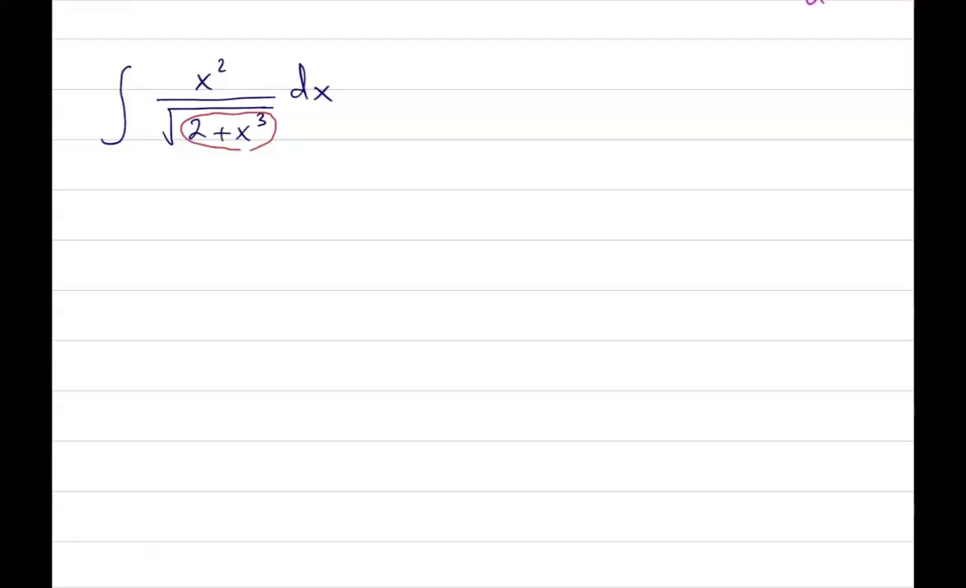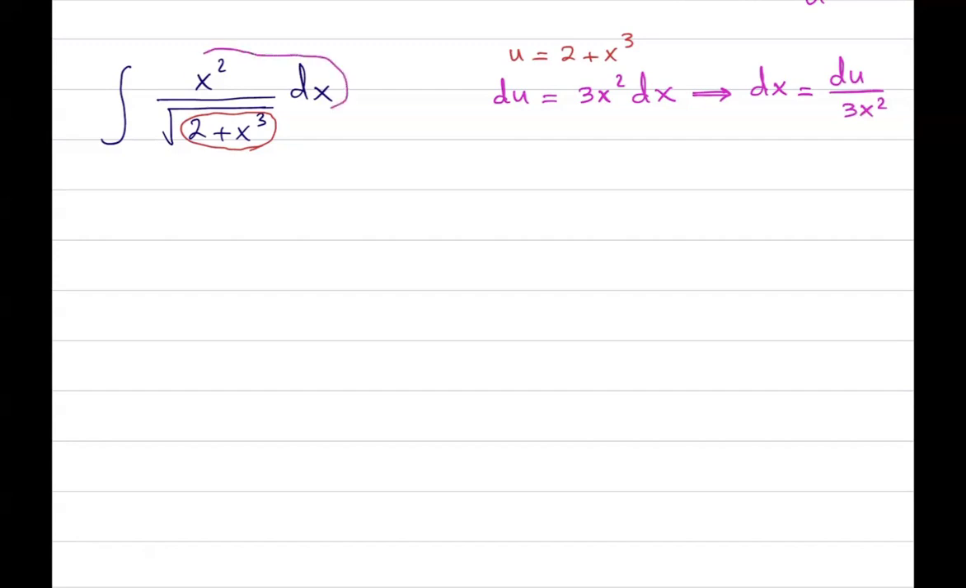We're going to take this and use u-sub. So let u be 2 plus x cubed. If I take the differential of both sides, du becomes 3x squared dx. So dx is equal to du divided by 3x squared. Remember that we have x squared dx here. That's why you can write dx as du divided by 3x squared to cancel out x squared.